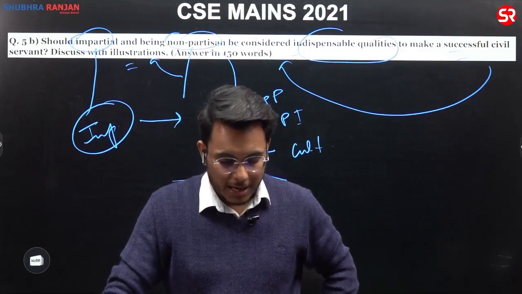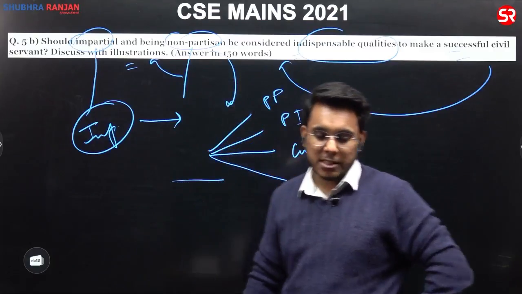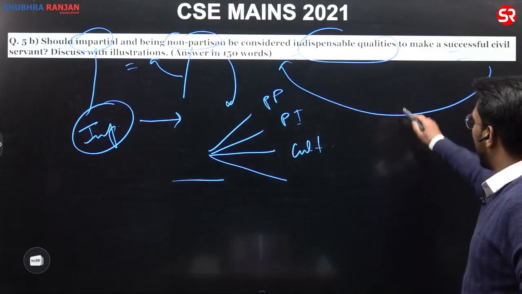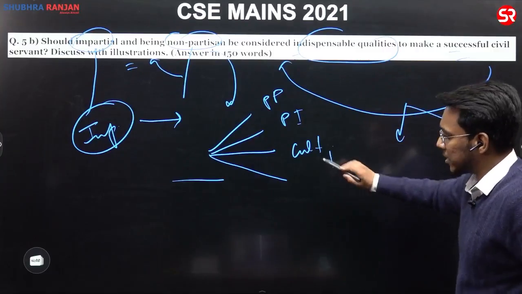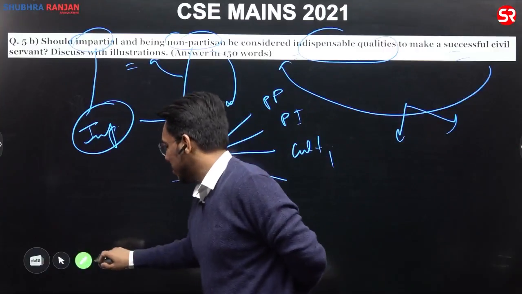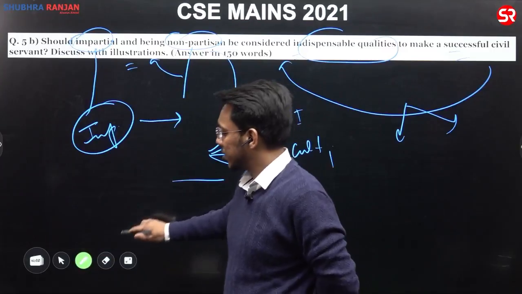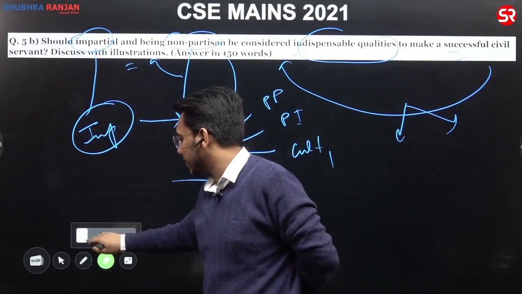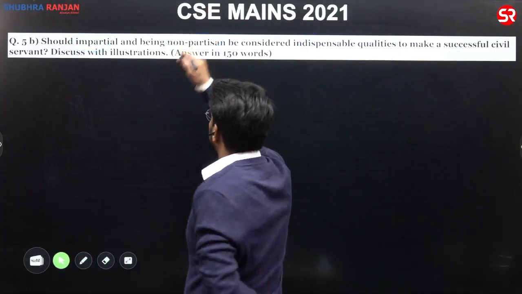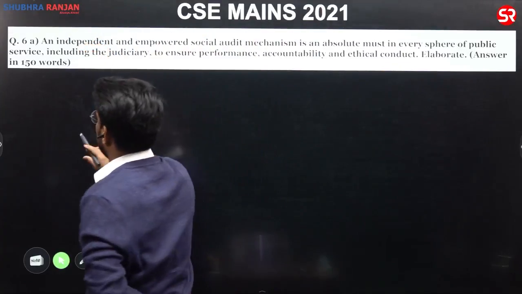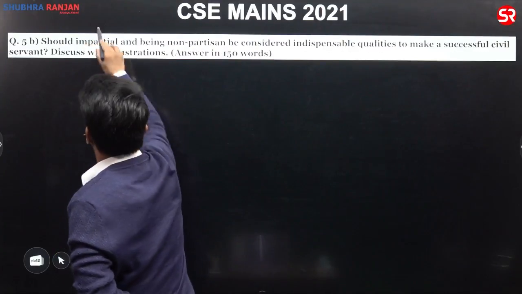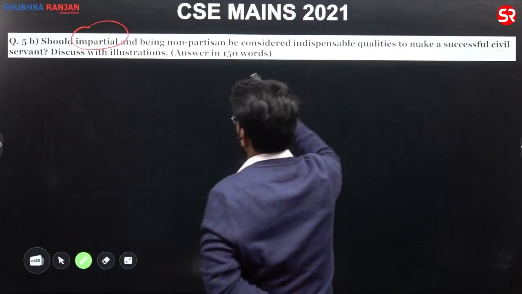Now both of these values are indispensable. Both of these values are indispensable. How? We will take the first value and provide certain justifications, and then we'll take the other value and again provide further justification. So number one, we can pick up impartiality.